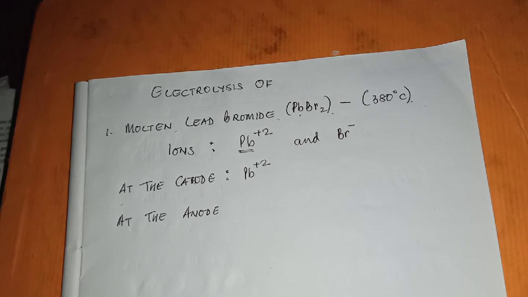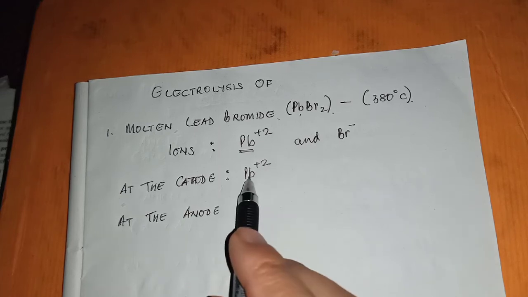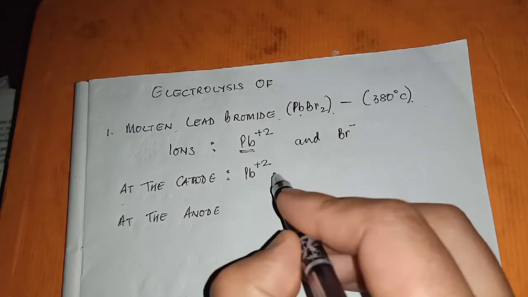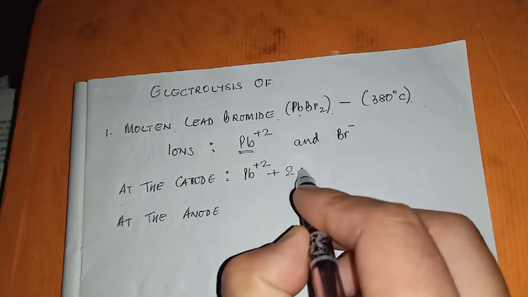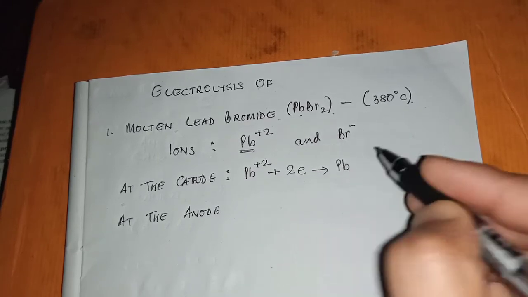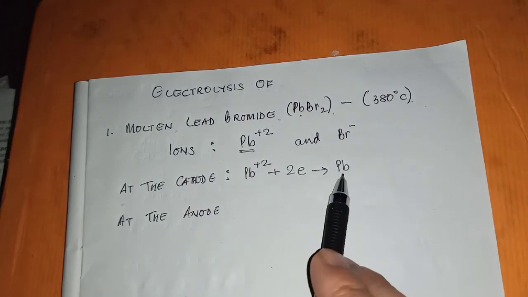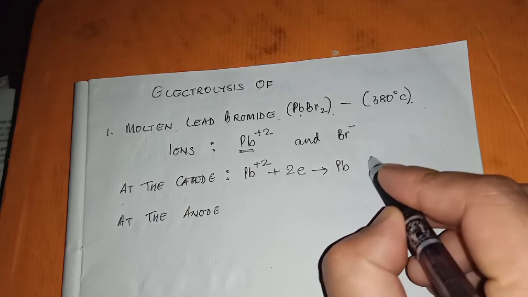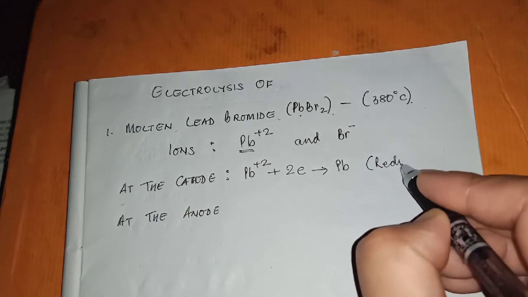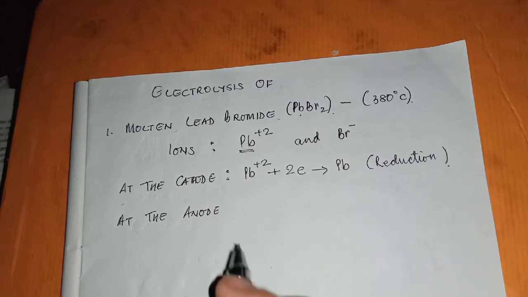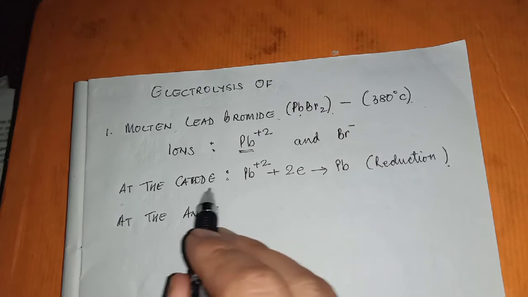GR, gain of electron. Because the lead ion needs 2 more electrons, it will gain them. So here 2 electrons will be gained and will convert into a neutral lead atom. So this is the gain of electron, GR. So here it will be a reduction reaction. Okay, now this is the reaction at the cathode.